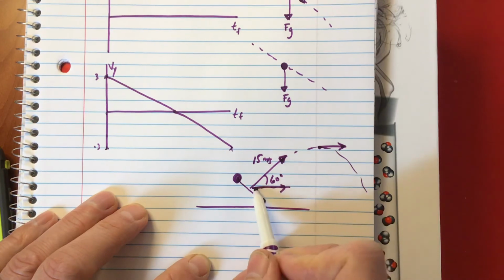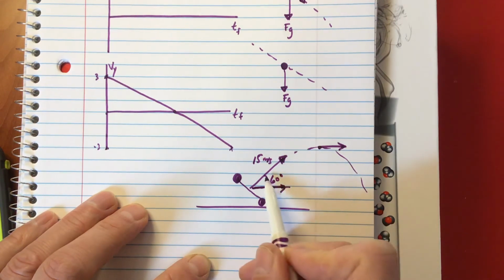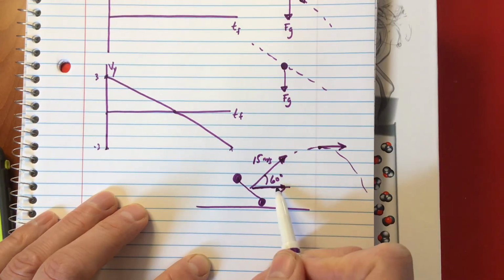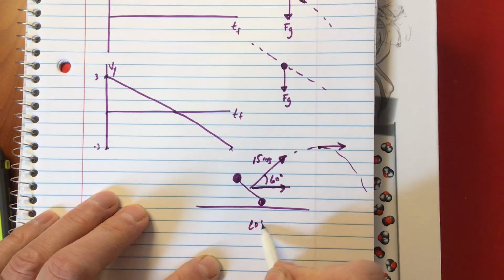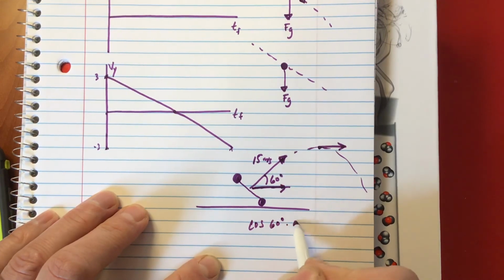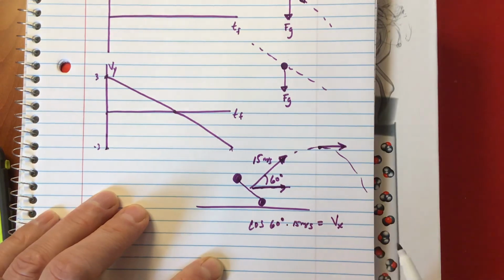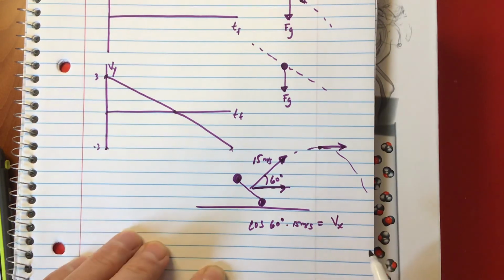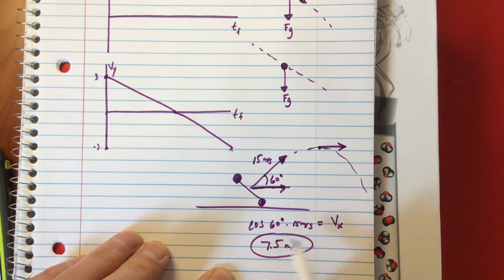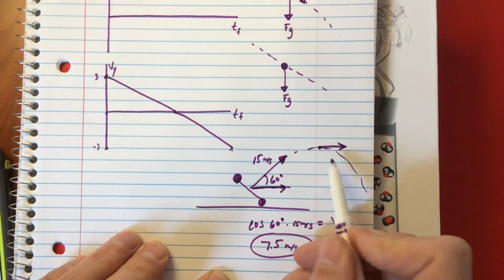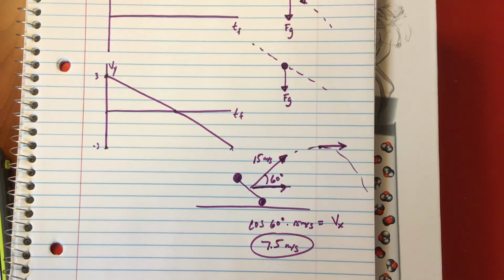So since this is the adjacent side of our vector, I would say we would need to use cosine. So I think cosine of 60 times 15 meters per second is our velocity in the x direction, which I believe that is going to be 7.5 meters per second. So I believe our answer is 7.5 meters per second to the right.